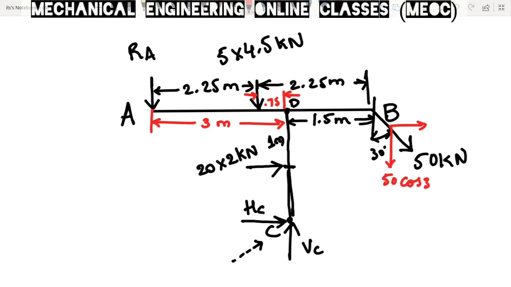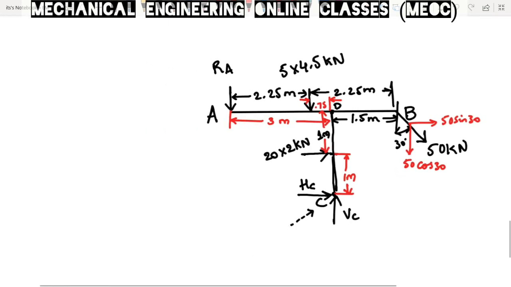50 cos 30, 50 sin 30. This is 1 meter. This is also 1 meter. Now let us find the sum of moments of all the forces about point C. So that will be 0. This should be 0. This is the equilibrium condition.